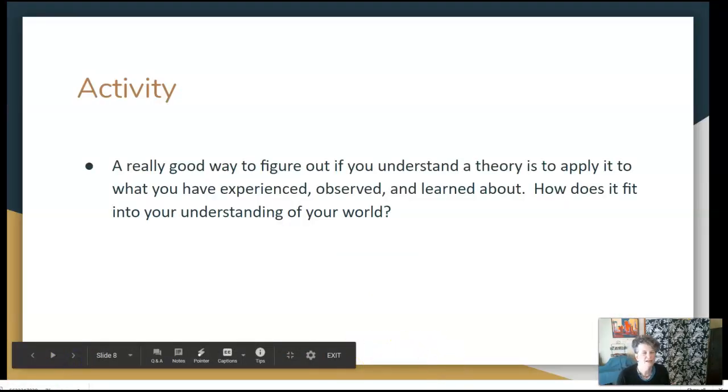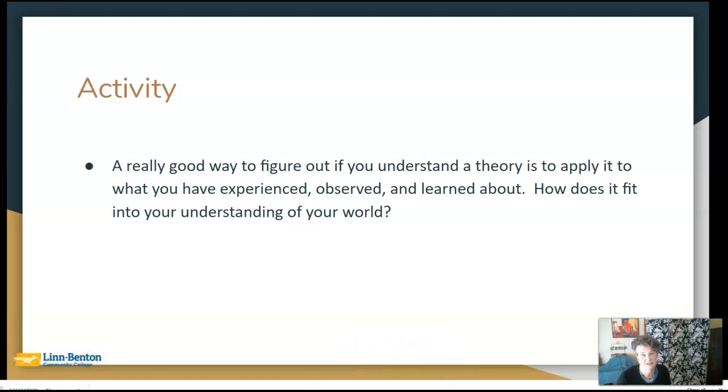One way to figure out if you really understand a theory is to try to apply it. When you encounter a theory, can you apply it to your own life, to what you've observed, to what you've experienced?